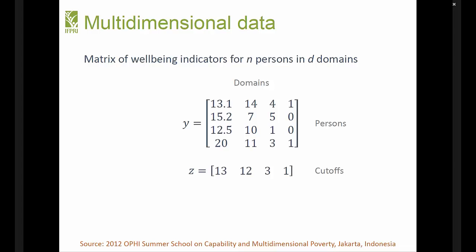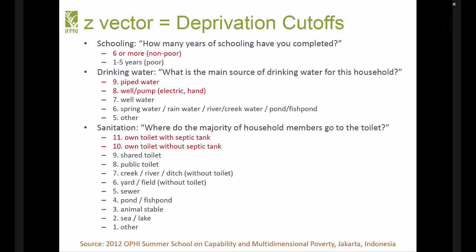Then we have our cutoffs, a cutoff Z. In this example, we have 13, 12, 3, and 1. Immediately you can notice some are over, some are under. So what happens next? Sorry, you're way ahead of us. We'll do it one step at a time. I know you're the best, but others have to catch up.